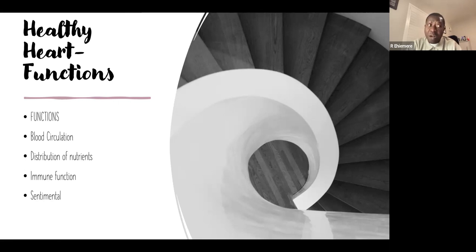And in 24 hours, you're talking about over 60,000 beats. On average, people's heart will beat between 60 and 90 times a minute, and sometimes over that in certain diseased states. So that's what it does with regards to circulation. It is circulating blood. And what's the purpose of this circulation, you may ask yourself?